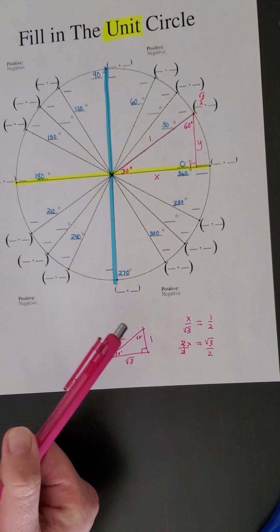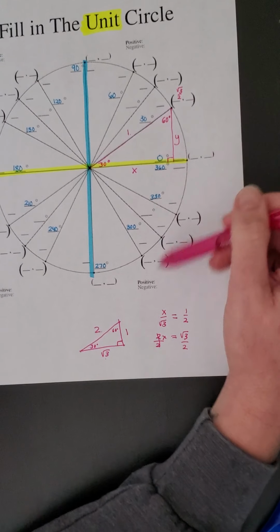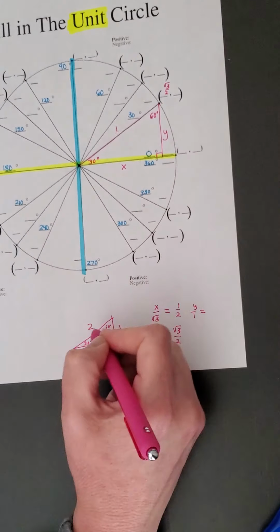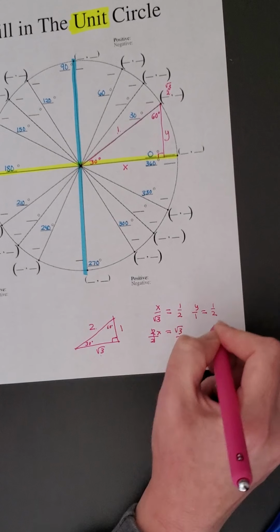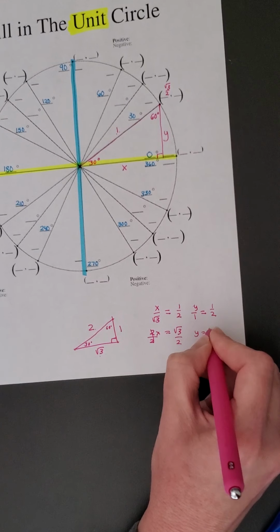Now I have to do the same thing to find y. So I'm going to create a proportion. Y is to 1 as 1 is to 2. I don't need to cross multiply. Y is already solved for. Y is 1/2.